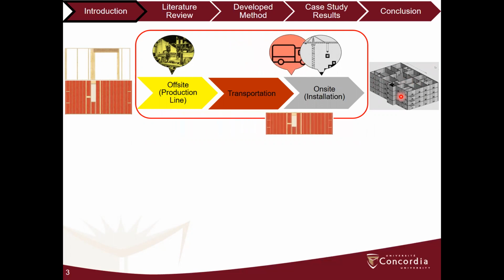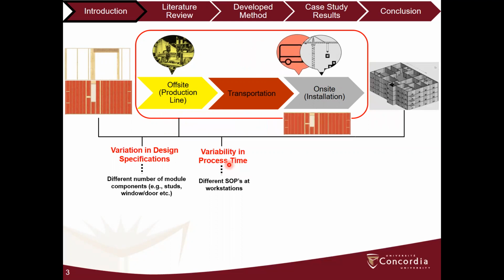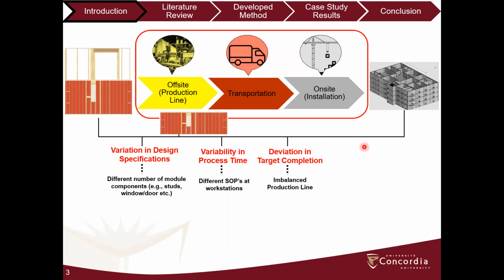material waste. However, these modules are customized, and thus there is a significant difference in design specifications of these module components, which causes variability in the process times of workstations and leads to an unbalanced production line. Moreover, in order to achieve the target completion time, production line managers make frequent changes in the production planning and scheduling.